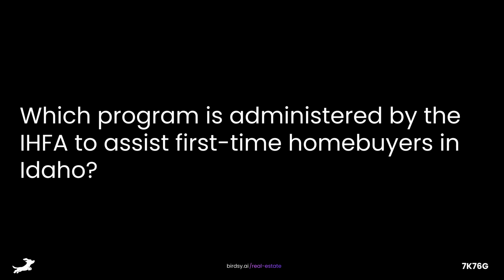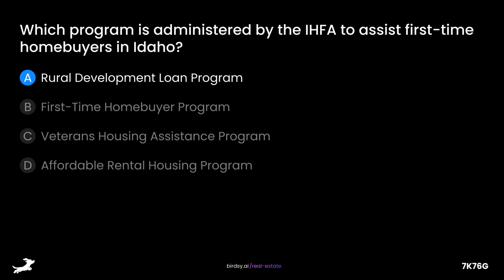Which program is administered by the IHFA to assist first-time homebuyers in Idaho? Is it A, Rural Development Loan Program? B, First-Time Homebuyer Program? C, Veterans Housing Assistance Program? Or D, Affordable Rental Housing Program? The answer is B, First-Time Homebuyer Program.